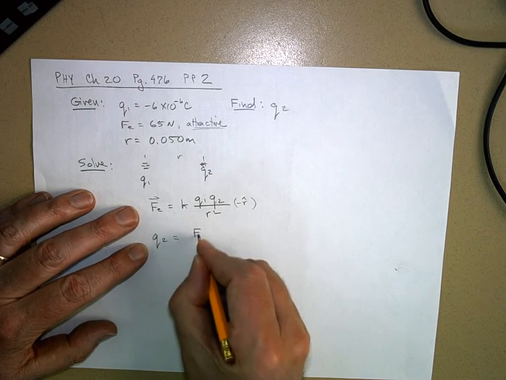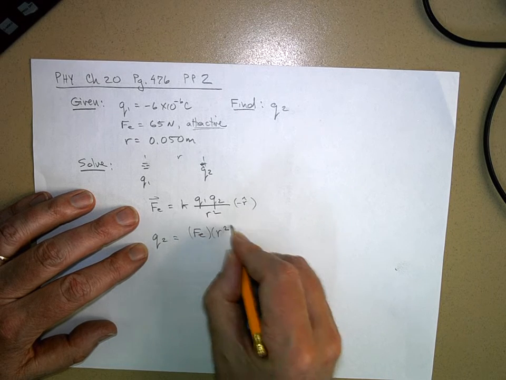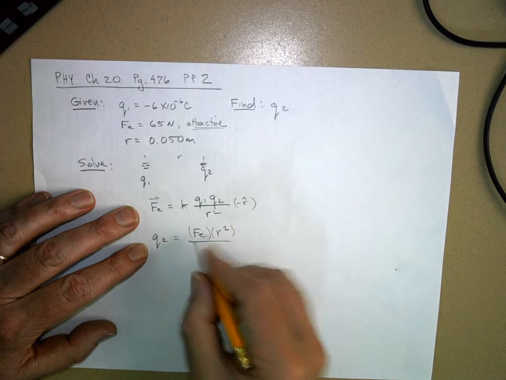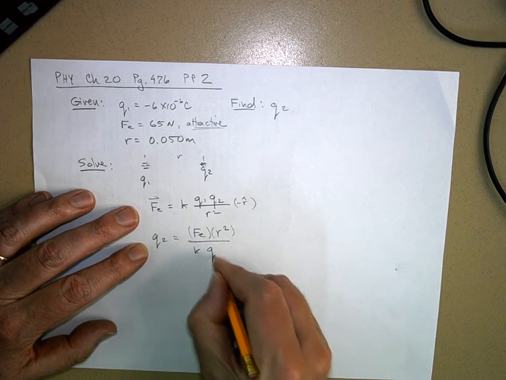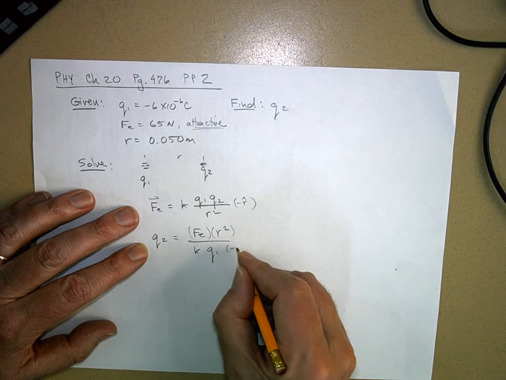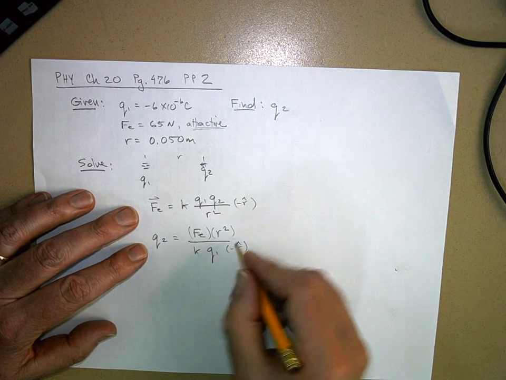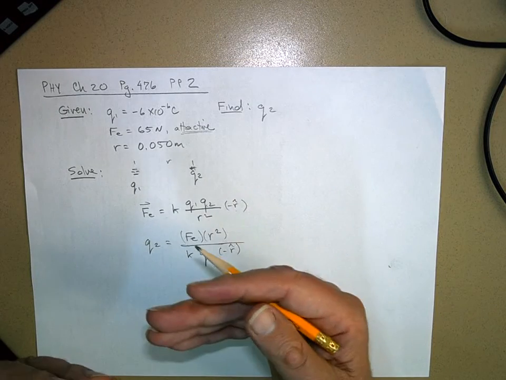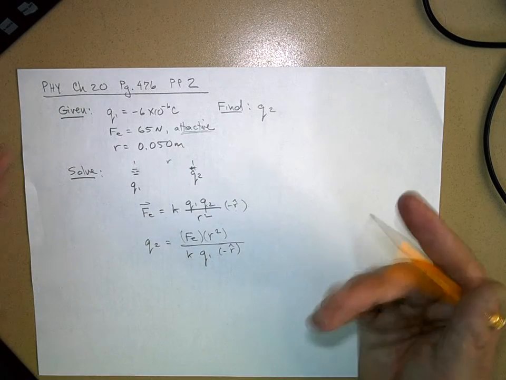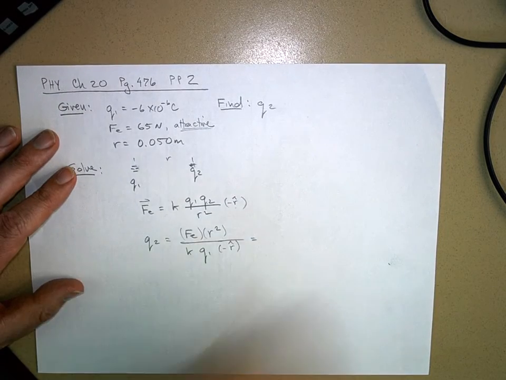So this is going to be the electric force, which was given, times R squared, that's given, divided by K, which we know, and divided by Q1, which is given, and divided by negative R hat, or divided by negative 1, basically. Remember, R hat is just a way of saying it's attractive. So it doesn't add any value, it doesn't change anything.